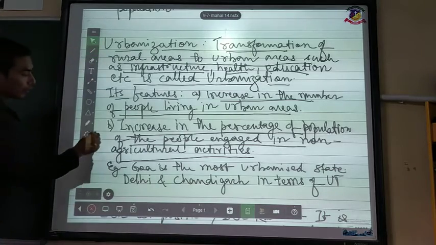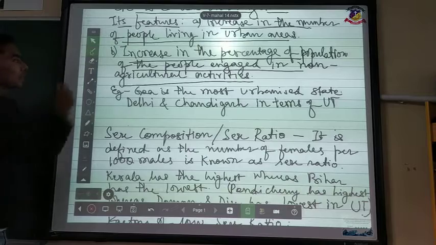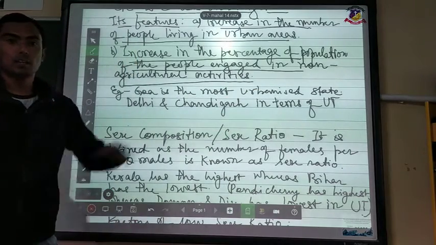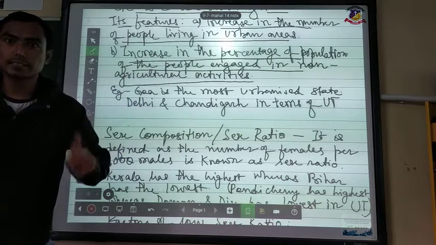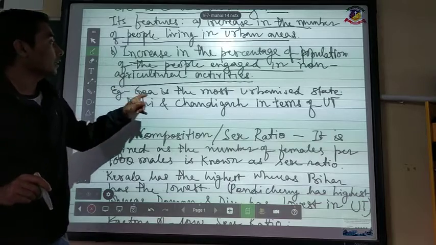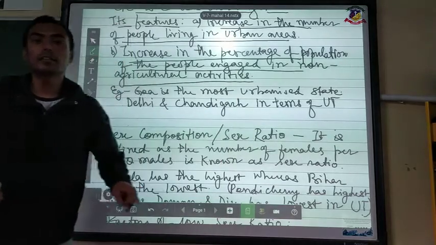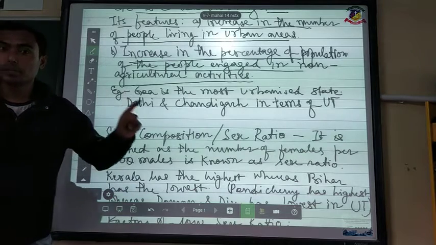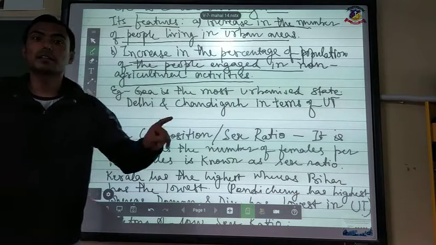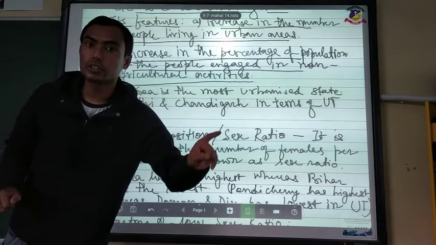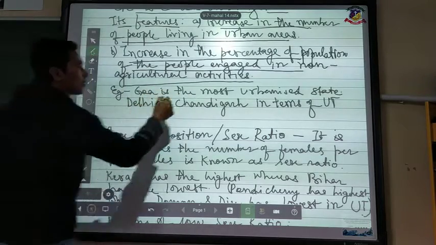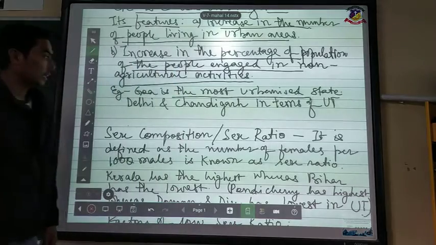For example, Goa is the most urbanized state. The reason is that 90% of the total population living in Goa depends upon tourism as a source of livelihood. Tourism comes under the secondary or tertiary activities. Because of that, Goa is termed the most urbanized state in India.